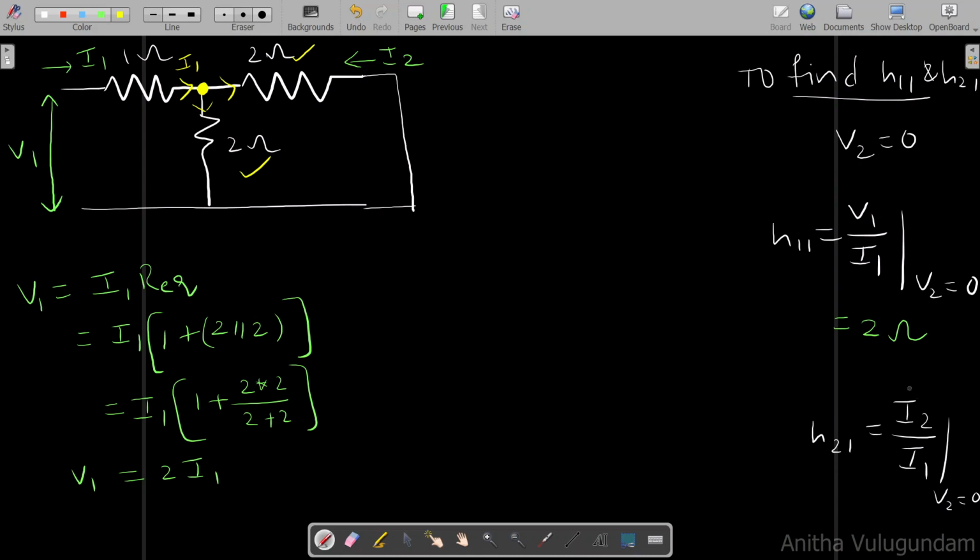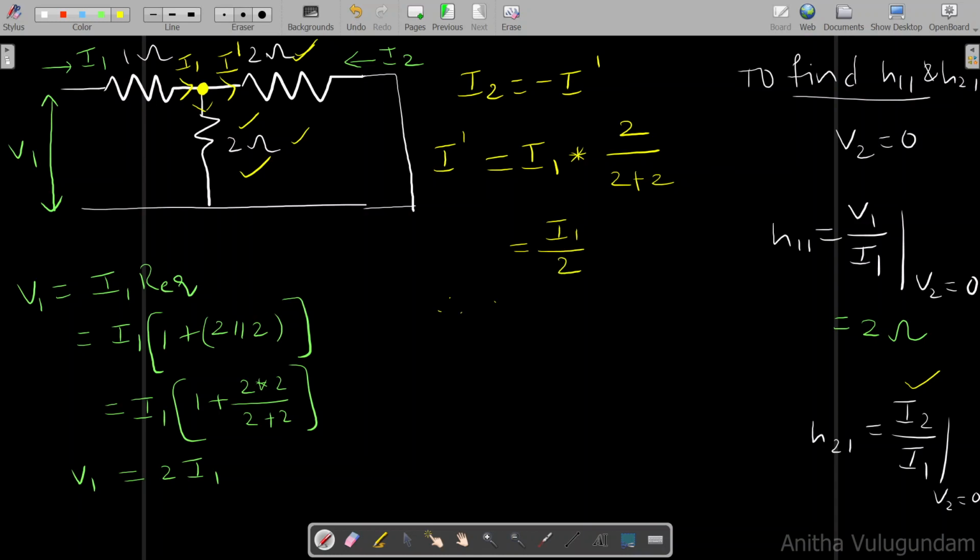To find H21, we should know the value of I2. And here the current I1 is getting divided into two branches. I'll consider this as I dash. And from the figure, I can write I2 equal to minus I dash, because these two are in opposite directions. Using the current divider rule, I dash can be written as total current I1 into the parallel branch resistance 2 ohms divided by total resistance, that is 2 plus 2. I1 into 2 by 4 is nothing but I1 by 2.